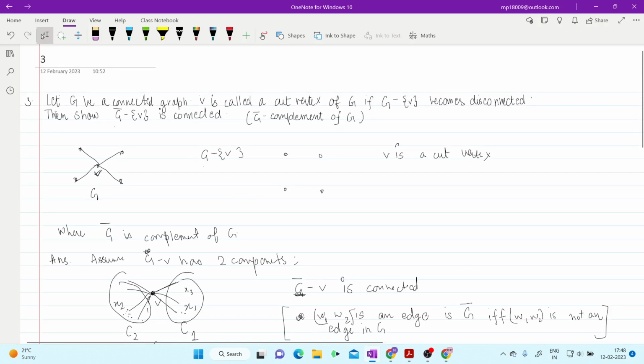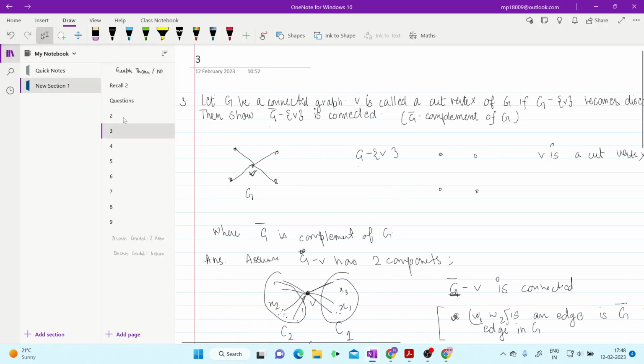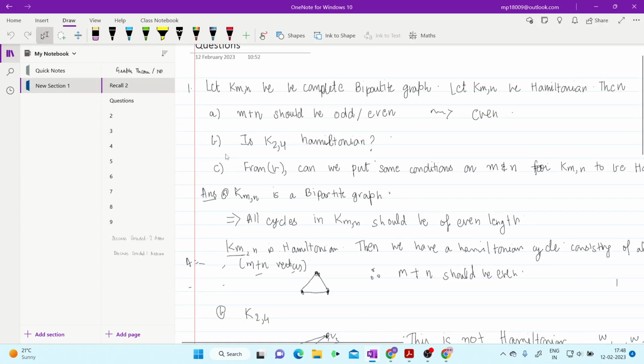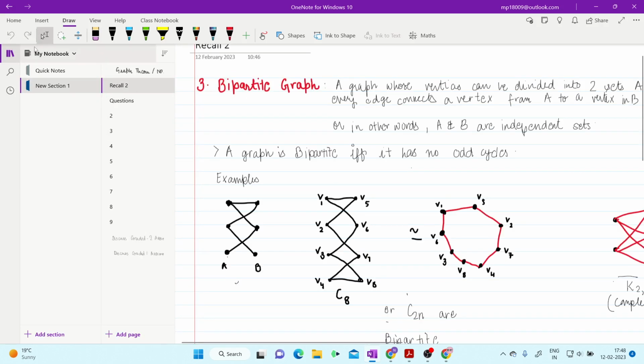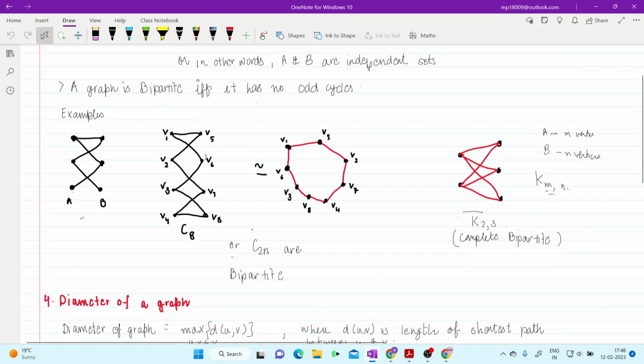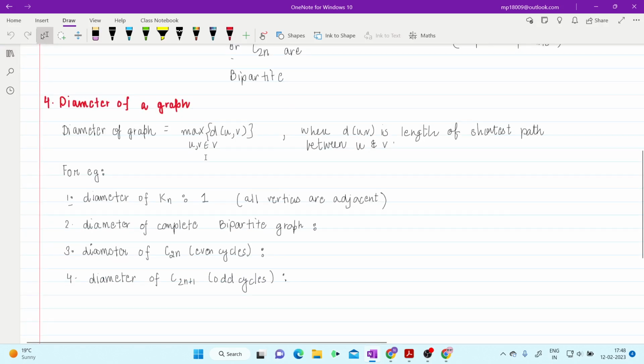Okay. So now before going to the next question, I want to recall the definition of diameter. So what is the diameter of a graph? The diameter of a graph is the maximum of d(u,v). First of all, given any two vertices u and v, d(u,v) refers to the length of the shortest path between u and v, and the diameter is the maximum of all these shortest path lengths. So this is what diameter is.